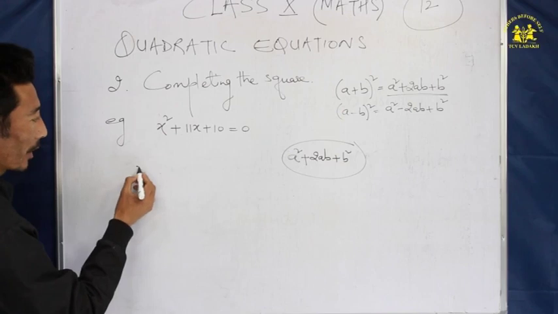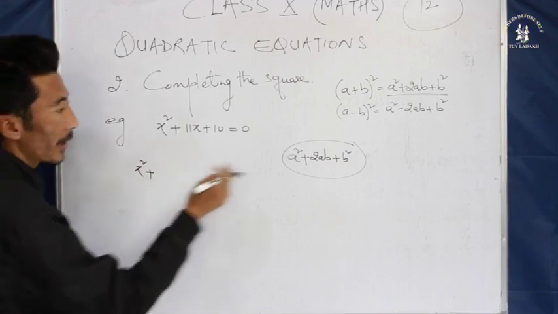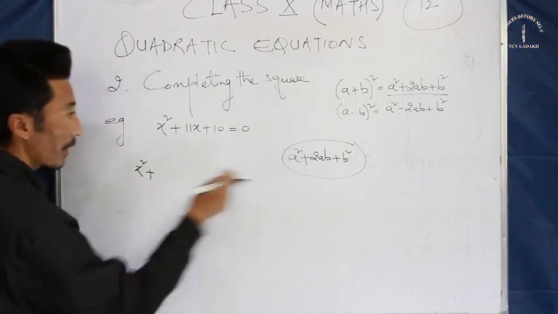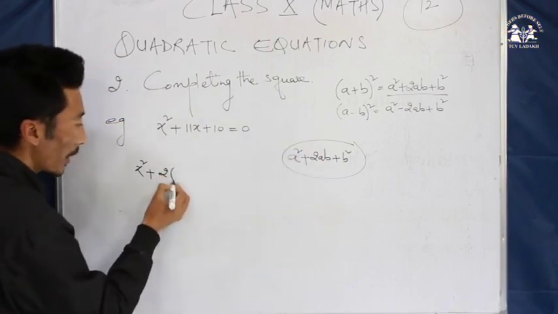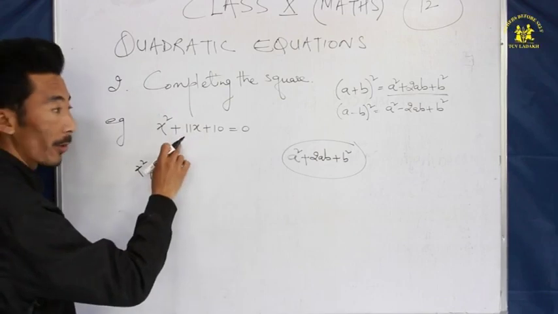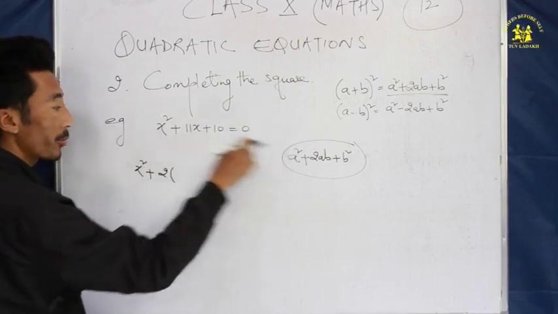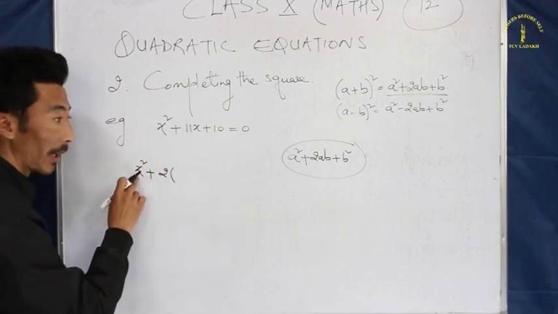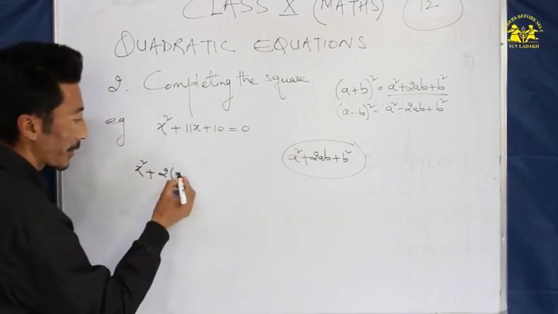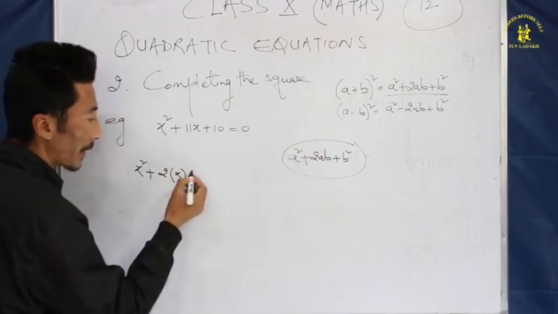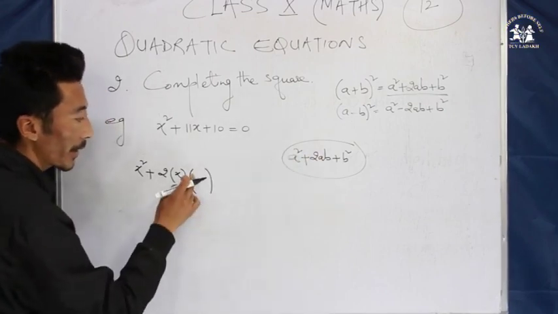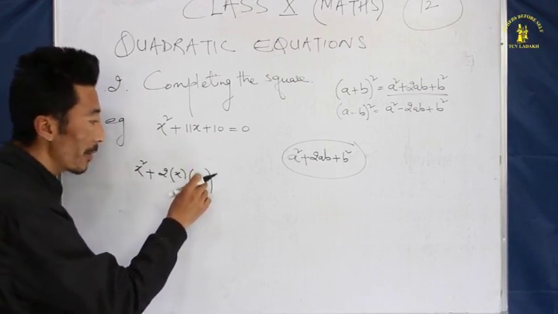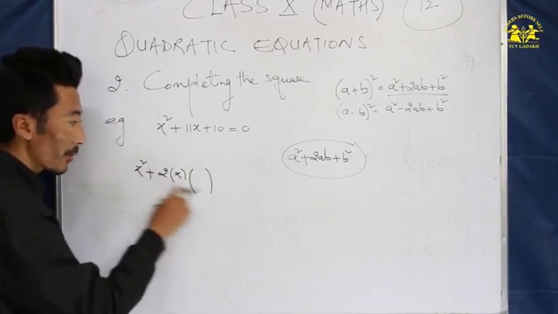So a square is x square, plus 2ab. We have 2ab, the second term in our equation. So a is x, since a square is x square, and b is what we need to find. The b has to be found from the numbers in the second term, the 11x term.